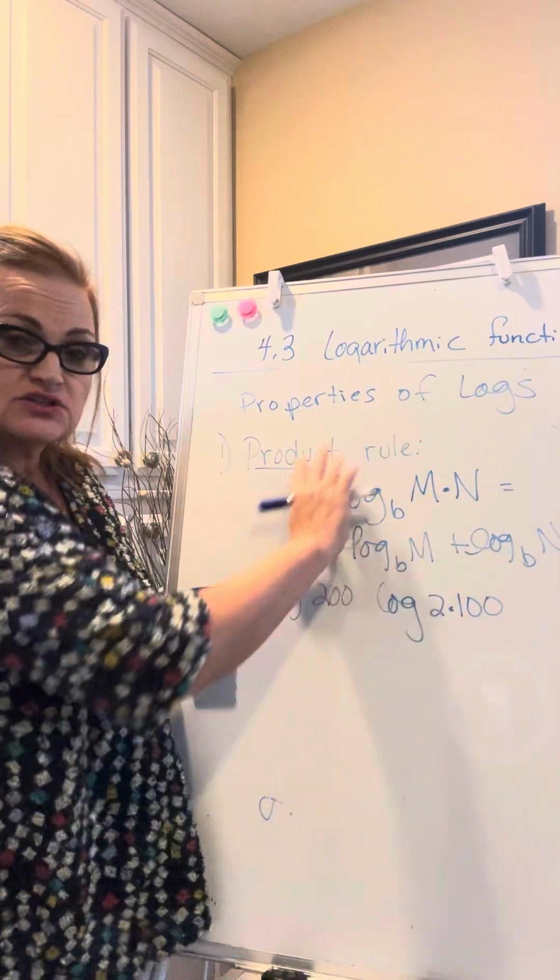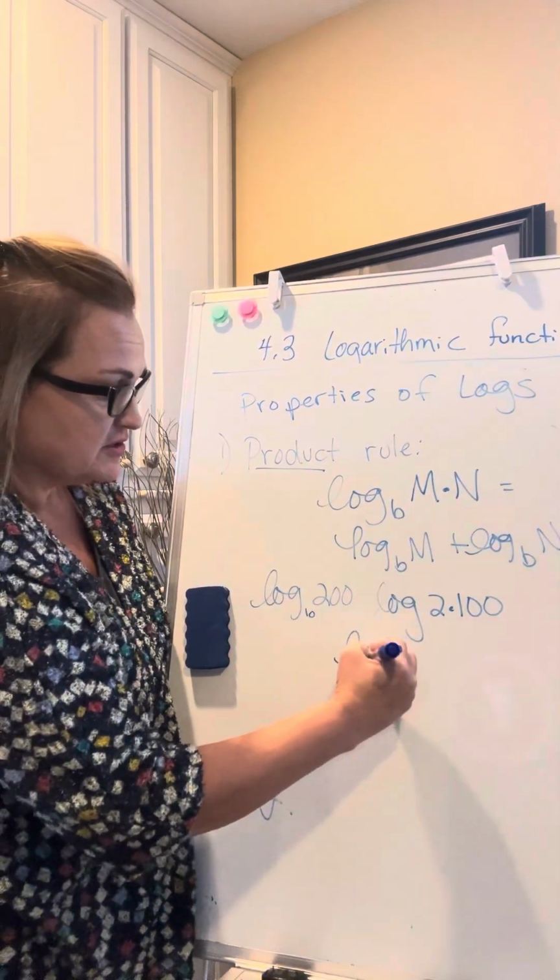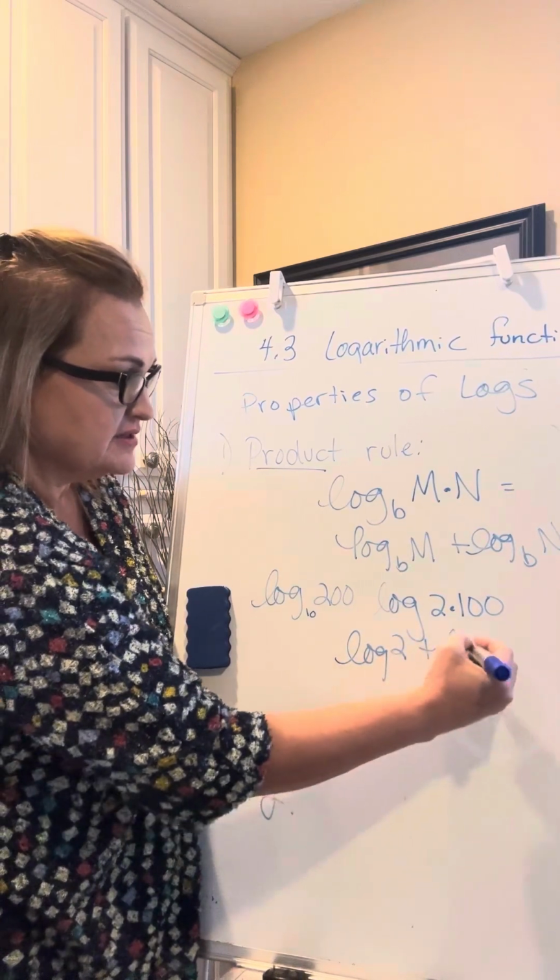And then using this rule that we have here, and assuming it's just a base 10 log, that would be the log of 2 plus the log of 100.